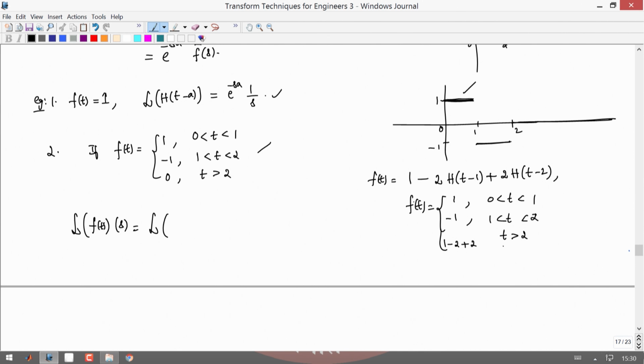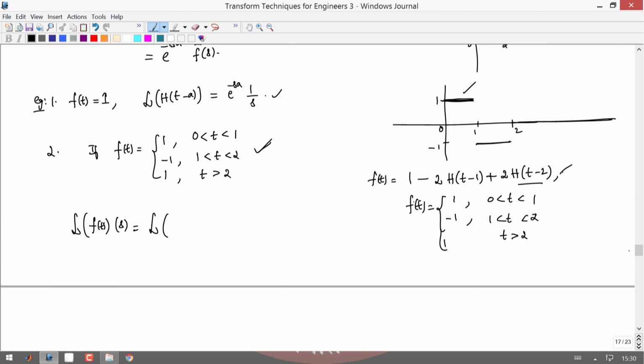If t is greater than 2, what happens? This is 1 minus 2 times h of t minus 1, which is always 1 beyond 1. So, that is minus 2, plus here the term with t minus 2 on the positive side is also 2. So, you have a cancellation, and this is actually 1. If t is greater than 2, this is 1. Okay. If such a function is chosen, what is the Laplace transform of this?